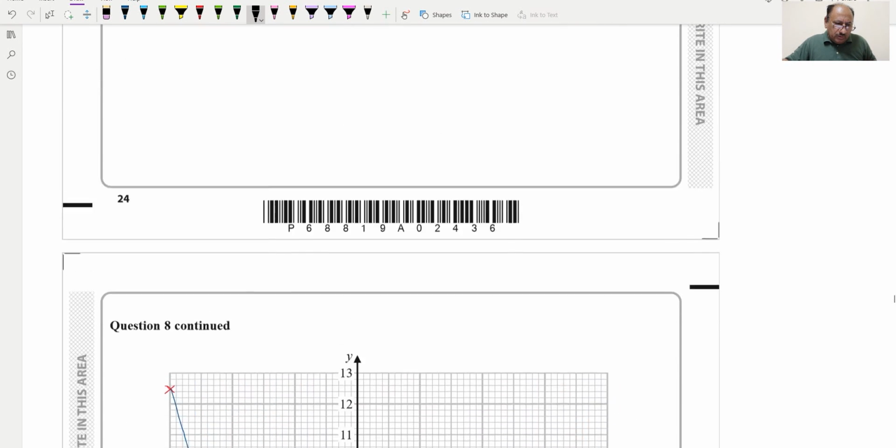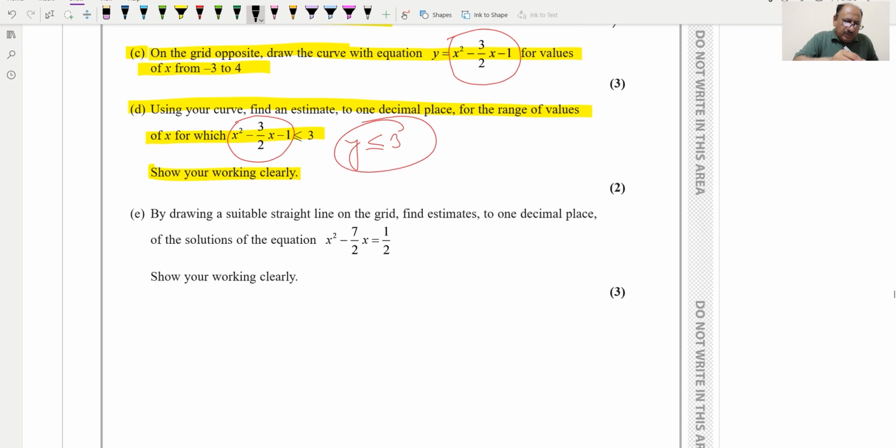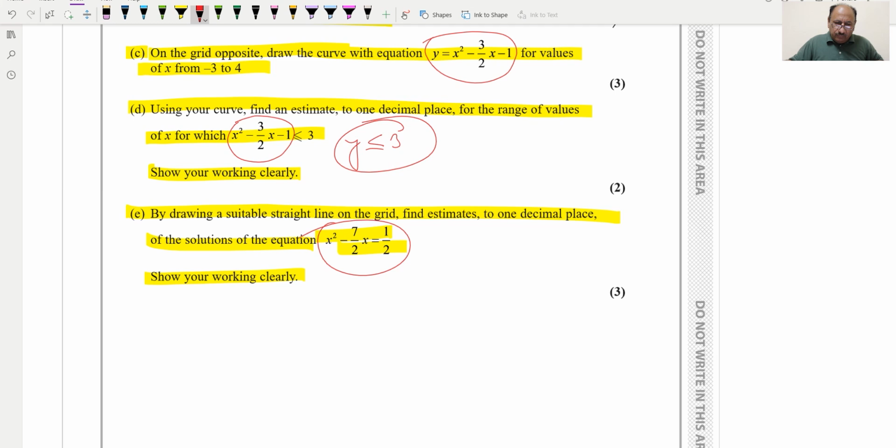Now we can go to the E part, and E part says by drawing a suitable straight line on the grid, find estimate to one decimal place of the solution of this equation and show your working clearly. Now we need to take this equation and utilize this equation, this one. And how we will be utilizing this, we can show working over here. This is E part.